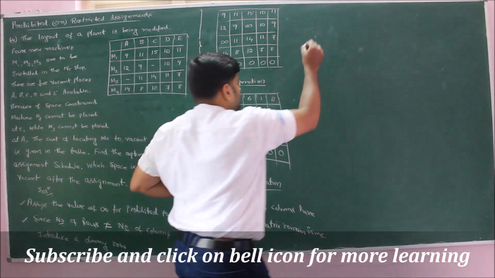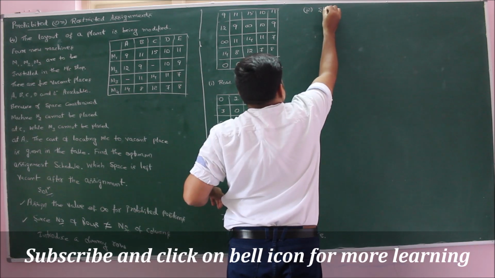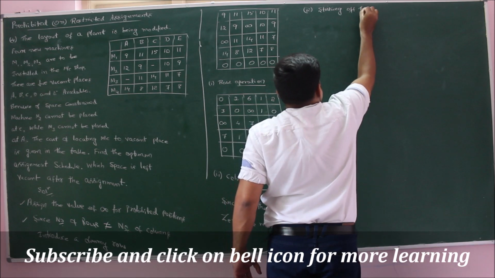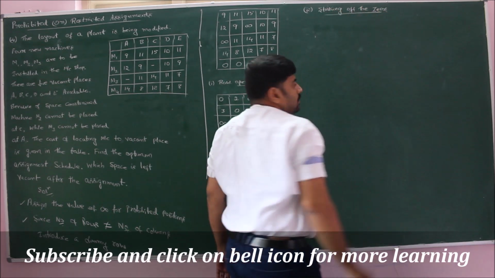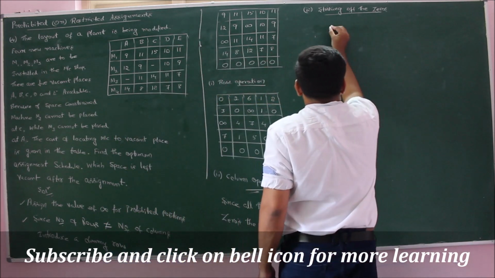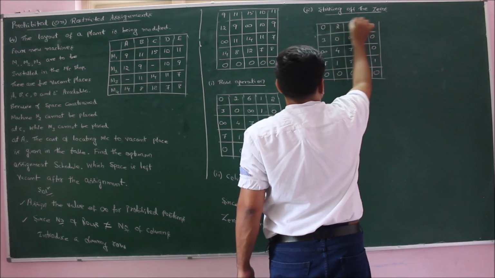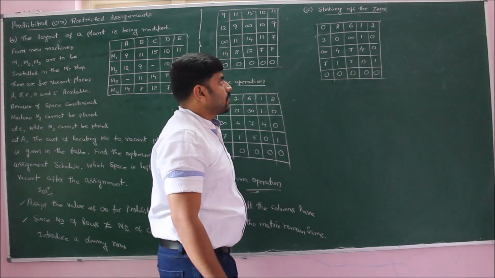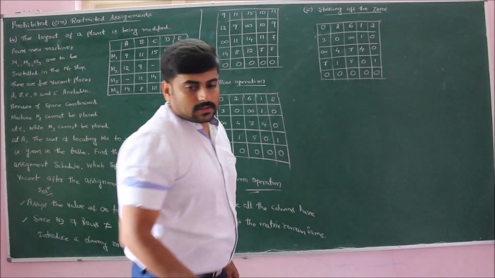Now moving to step 3, that is striking off the zeros by using the minimum number of lines. I want this matrix once again, so therefore rewriting the matrix once again. Now I should strike off zeros by using the minimum number of lines.